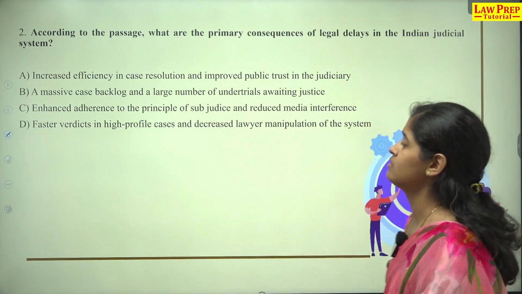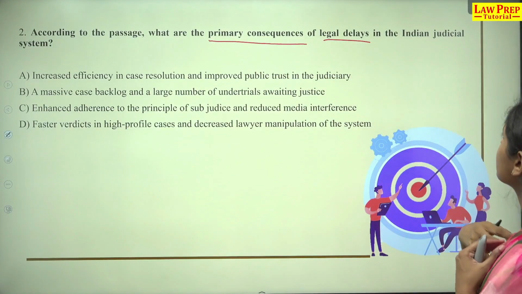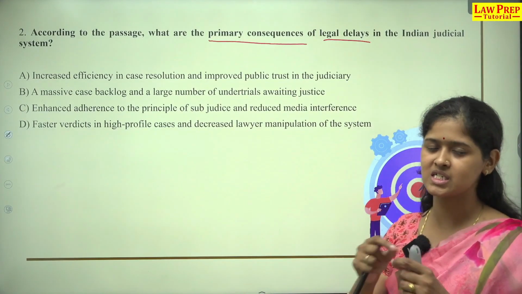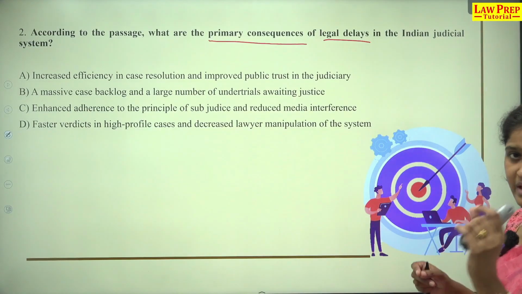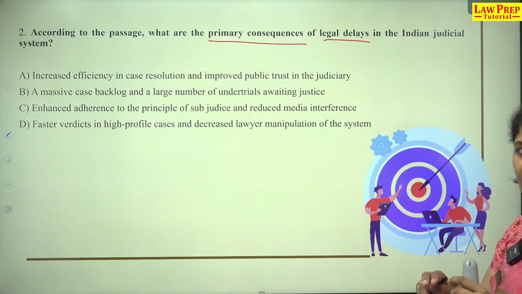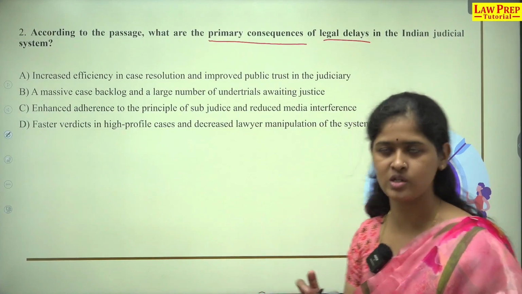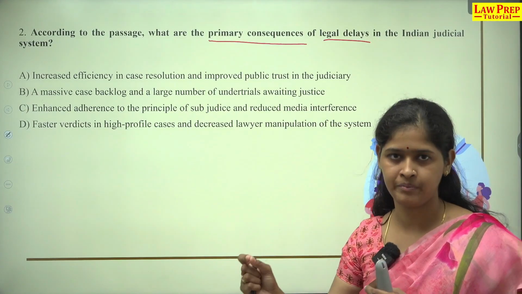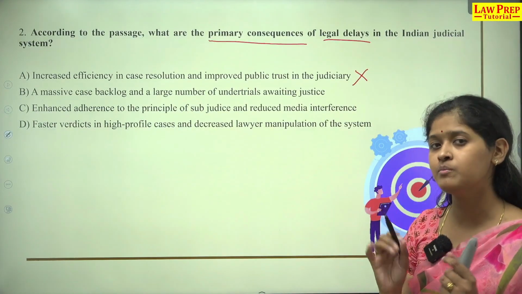So, in this question, see, the question is asking us the primary consequences of legal delays in the Indian judicial system. Same as before, the Indian judicial system, these three words are not as such in the passage, but we know it is talking about the Indian judicial system. First, primary consequences का मतलब है कि क्या हुआ, right? मतलब इसकी वजह से legal delays की वजह से क्या होता है? That's your question. Increased efficiency in case resolution and improved public trust in the judiciary. See, legal delays is not something good. तो public trust increase होना, efficiency increase होना does not seem in coherence with the problem as such.